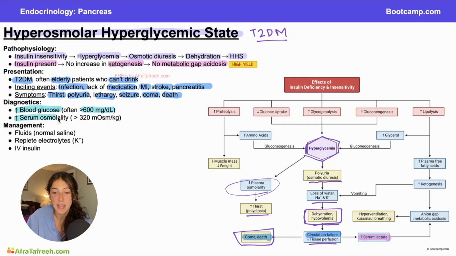And then additionally, increased serum osmolality greater than 320 milliosmoles. So in DKA, certainly you can have an increased serum osmolality because of all that glucose floating around.